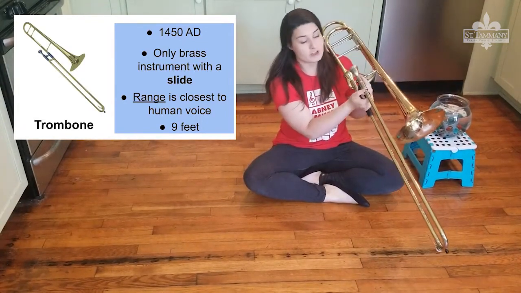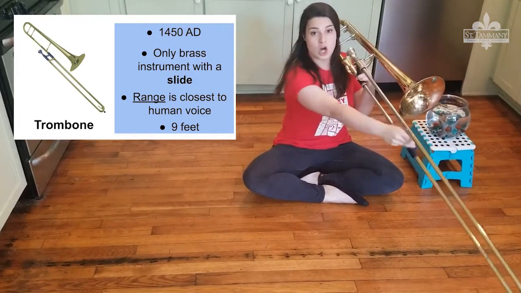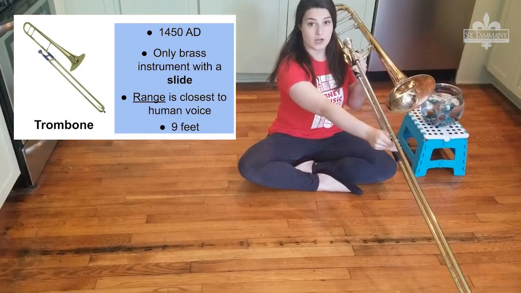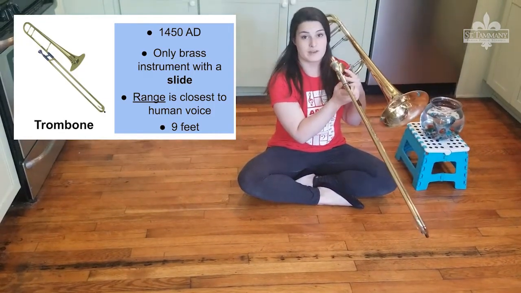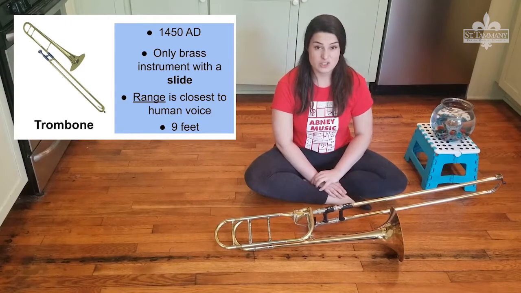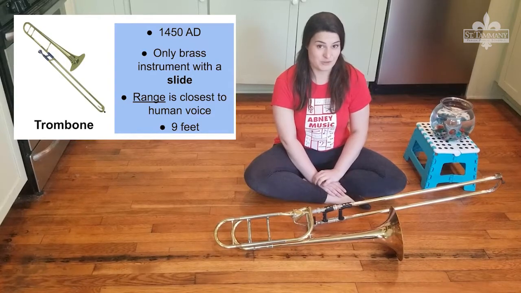Instead, a trombone changes pitches with a slide. As the slide becomes longer and the instrument becomes bigger, the pitch will go lower. As the slide becomes shorter and the instrument becomes smaller, the pitch will go higher. Because the trombone is medium in size, its range is going to be right in the middle. The trombone sound is described like a human voice.